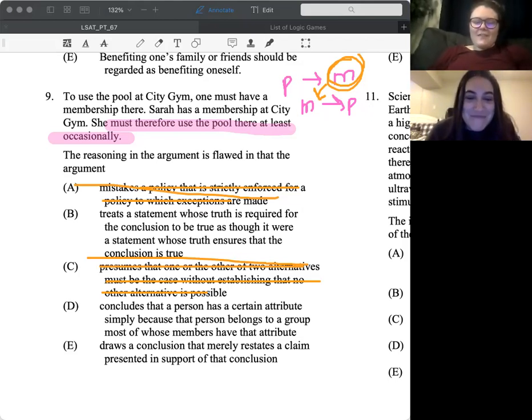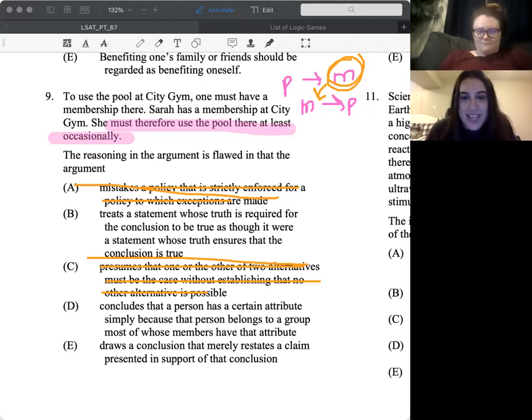And then what about E? Draws a conclusion that merely restates a claim presented. No, it didn't restate a claim. Excellent. And so that's why our answer is B.